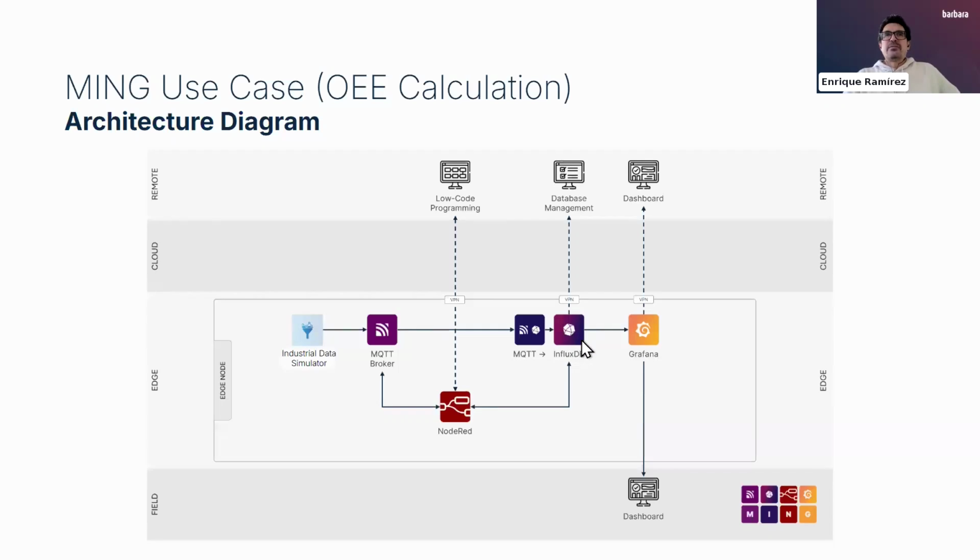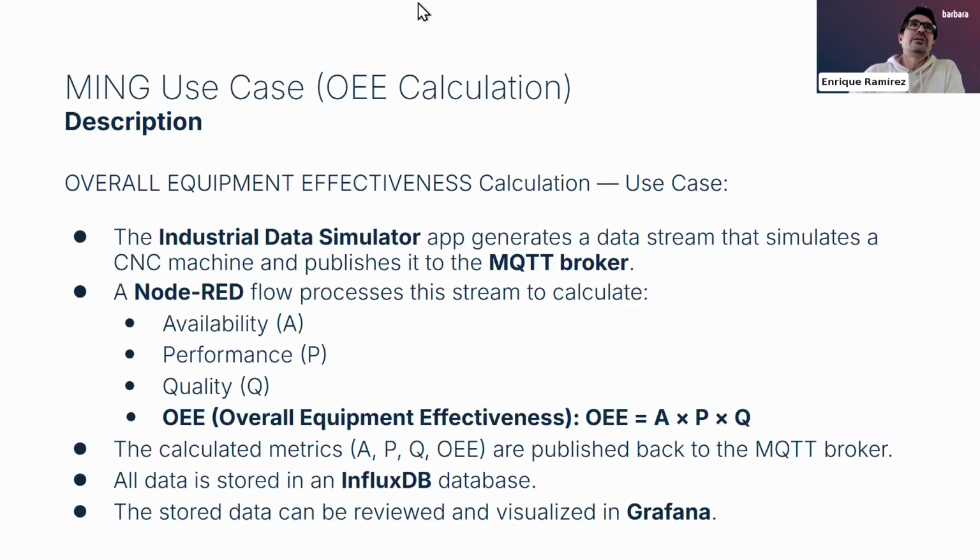Then we will have an Influx real-time series database to store everything locally. This is an ingestor that helps me move the information from the broker to the database. And finally, I will have a Grafana that allows me to deploy a dashboard for visualizing the OEE in real time, okay? For those who don't know what OEE is, it is defined as the overall equipment effectiveness, okay?